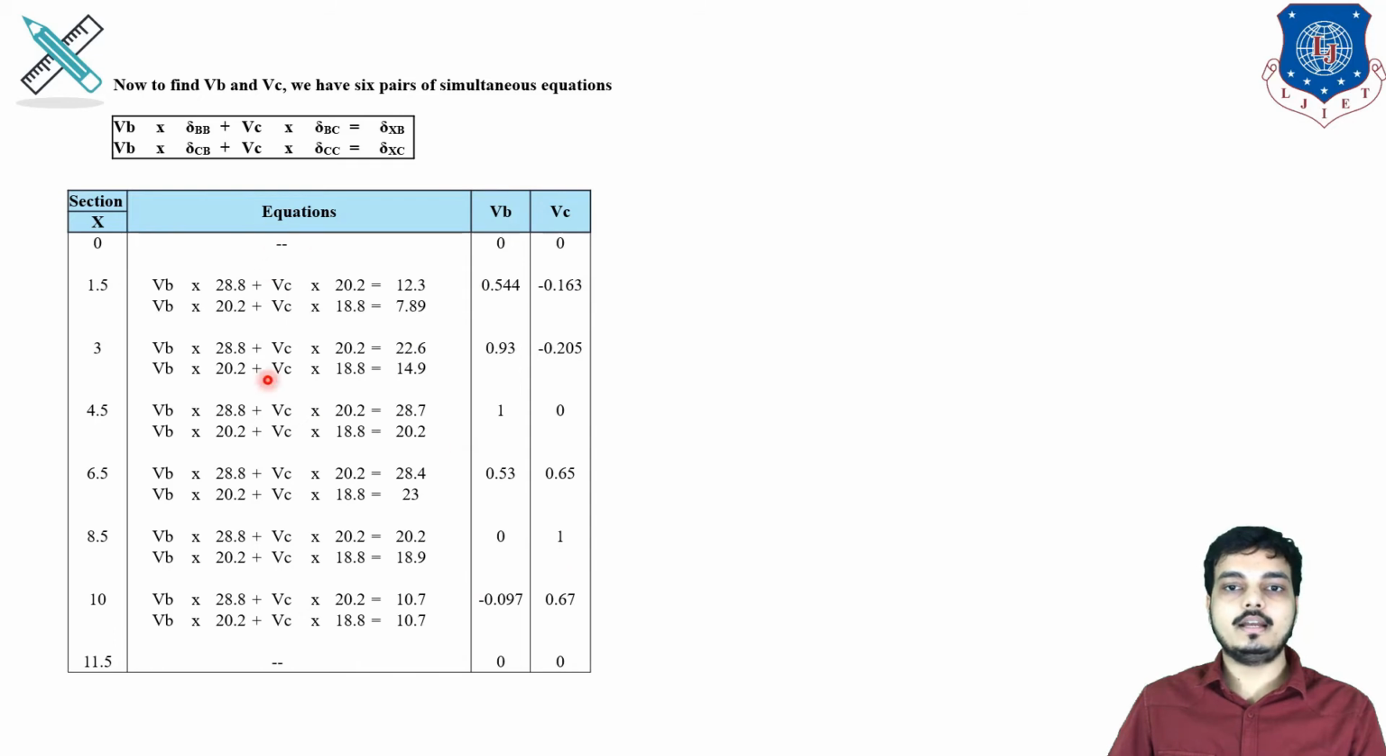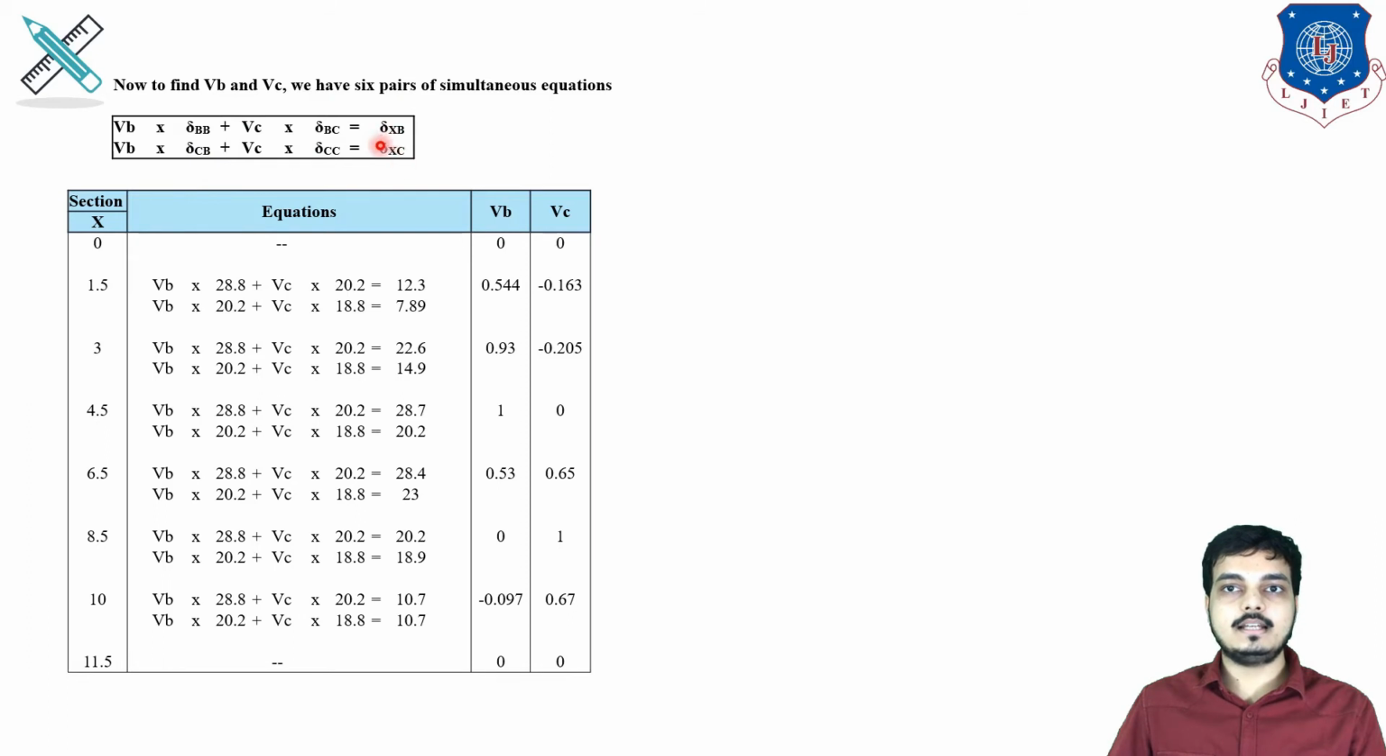So at 0 point and at 11.5, its value will be 0, because delta 0 equals 0 and delta 11.5 equals 0. But for the remaining ones, what to place? VB will be my unknown, VC will be my unknown. Now how to find all these values?